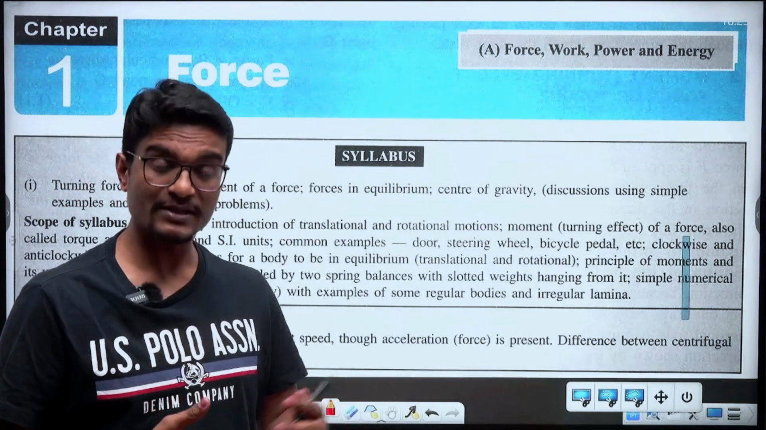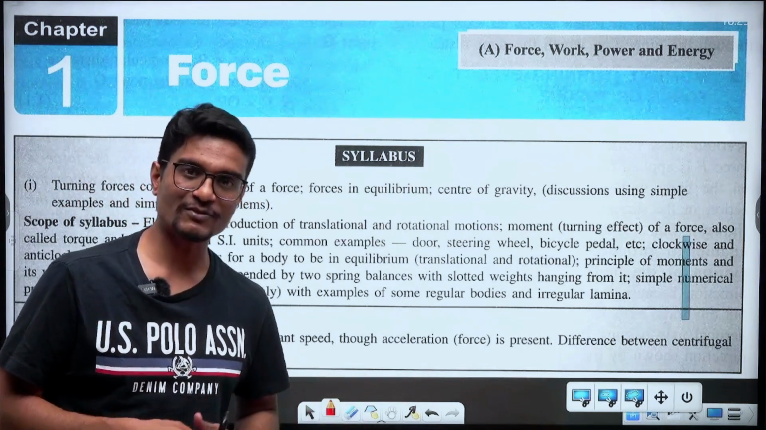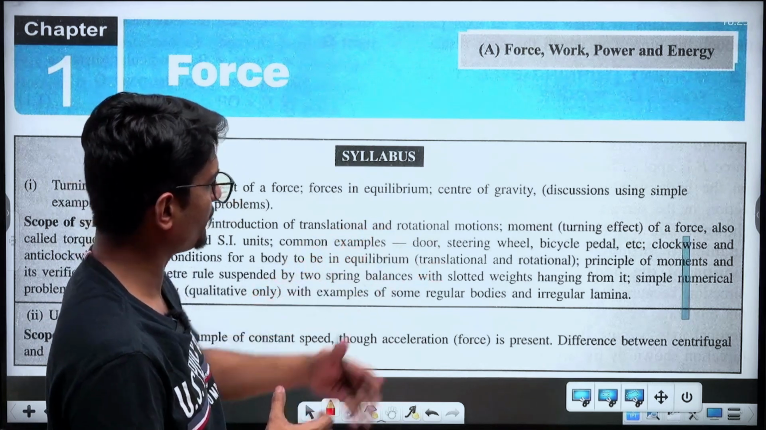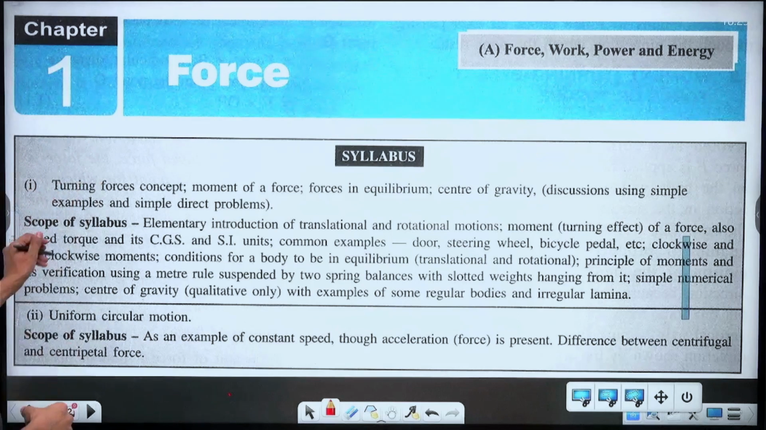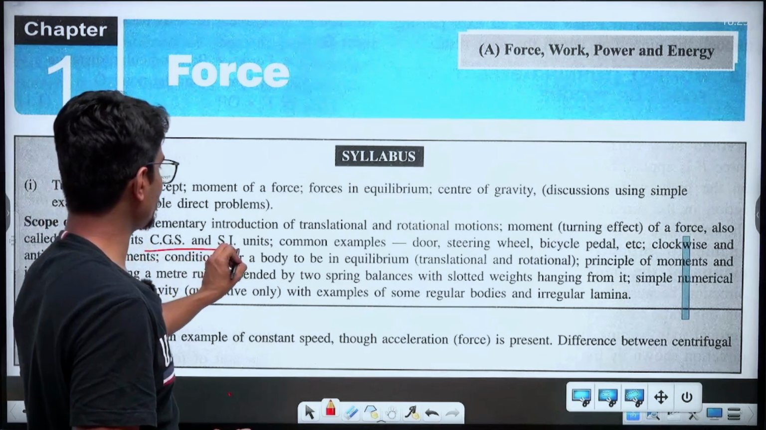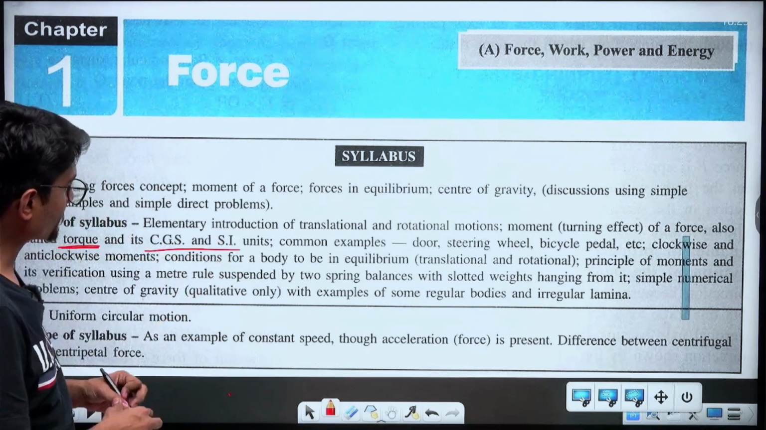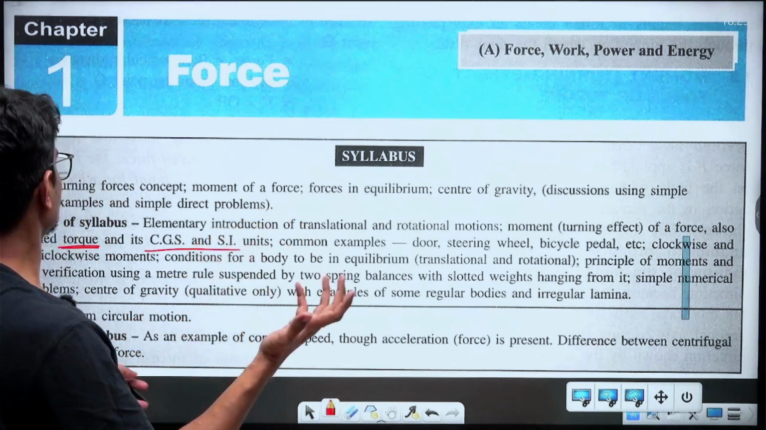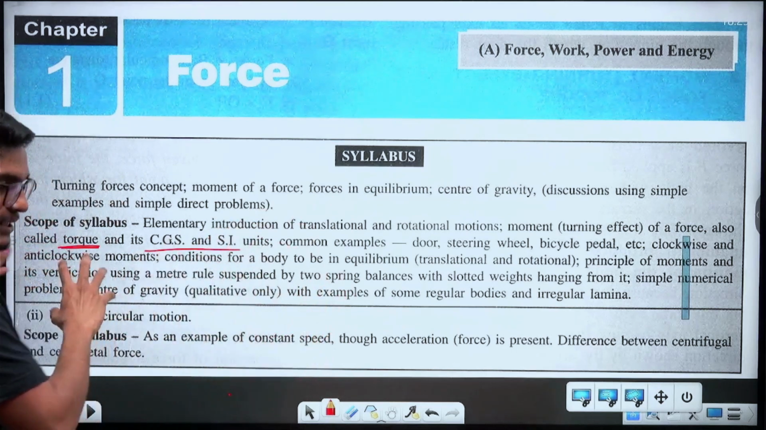First, what is the difference between the translational motion and rotational motion, and moment, that is the turning effect of force, also called torque. I was telling you this only, torque. Its unit, CGS unit and SI unit, right? Common examples: door, steering wheel, bicycle pedal, etc. So we are going to see everything.